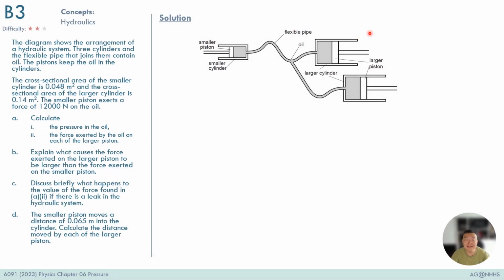This is a question of hydraulics, and you can see that there is a smaller piston connected to two larger pistons. So in part A, you are to first calculate the pressure in the oil. We'll start from here, and the pressure in the small cylinder, labeled as P subscript small, is force over area. We are given that the force is 12,000 Newton, and the area of the smaller piston is 0.048, so we can get a pressure of 250,000 Pascal at this point, which is the pressure acting on the oil.